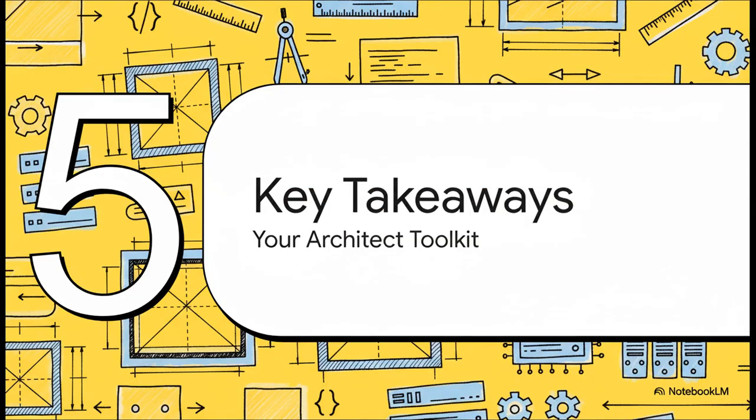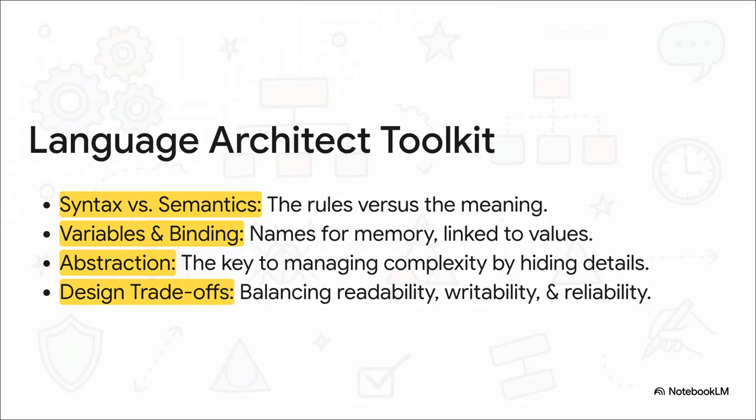So we finished our tour. What are the key architectural blueprints that every programmer should have in their back pocket when they're looking at a new language? Here's the toolkit you need. First, always separate syntax, the rules, from semantics, the meaning. Second, remember that variables are just names for spots in memory, and binding is the glue. Third, abstraction is your best friend for fighting complexity. And finally, and this is maybe the most important one, realize that every feature in a programming language is a design trade-off. It's always a balancing act between things like how easy it is to write, how safe it is to run, and how fast it performs.